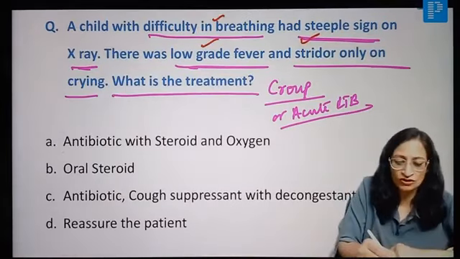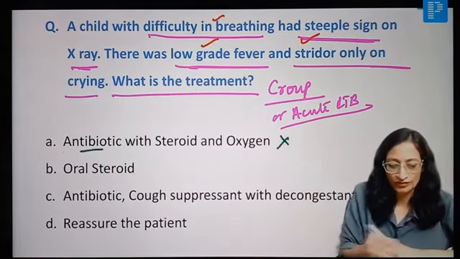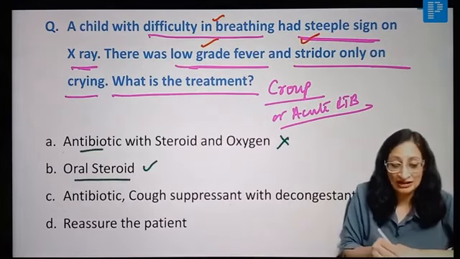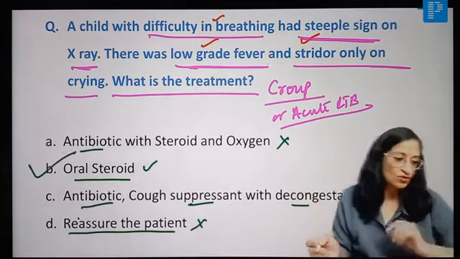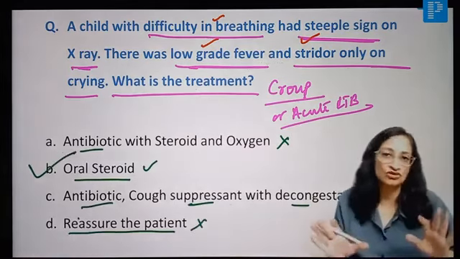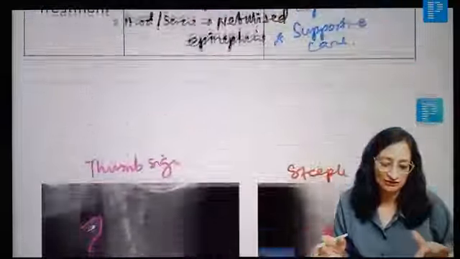Antibiotic with steroid and oxygen. Do you want to give antibiotic here in croup? No. Oral steroid? Yes, we can give oral steroid. Antibiotic, cough suppressant with decongestant? No. Reassuring the patient alone will not help. So our best answer is oral steroid. Single dose oral or intramuscular steroids suffice. Dexamethasone is the steroid of choice.